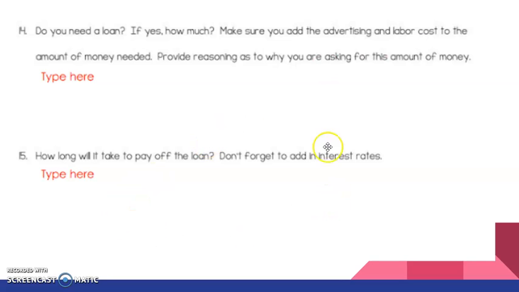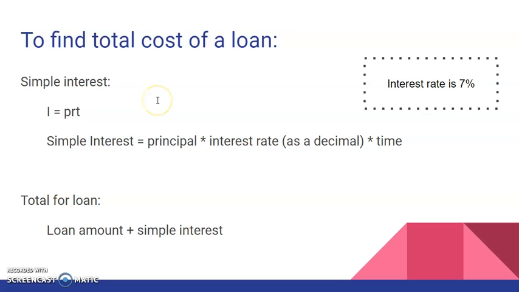Number 15 is also talking about how long it's going to take to pay off your loan. And it says right here talking about interest rates. In case we've forgotten about interest rates, to figure out our interest is simple interest. We're using this equation called I equals PRT. P is our principal, that's how much money you're asking for. The R is your interest rate, and over here I've noted that everyone's interest rate is going to be 7%. And when we multiply it, we need to make sure it's a decimal, and then time.